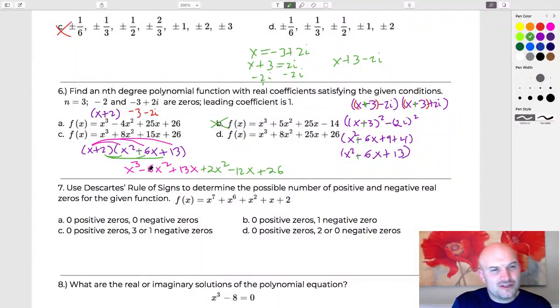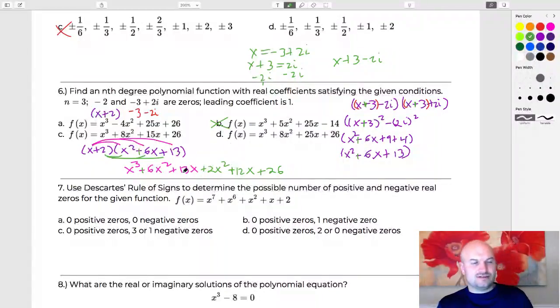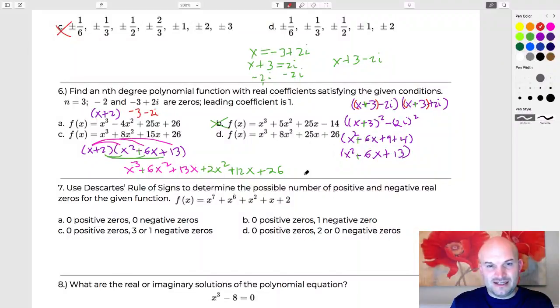So therefore, that should have been a positive 6x squared, and then 2 times 6x would have been a positive 12x. All right, so now let's go ahead and finalize this answer here. So this would be x cubed, and you can see it didn't make sense, so I had to go back and see where I made my mistake. That's kind of the nice thing about multiple choice. So 6x squared plus 2x squared is a positive 8x squared.